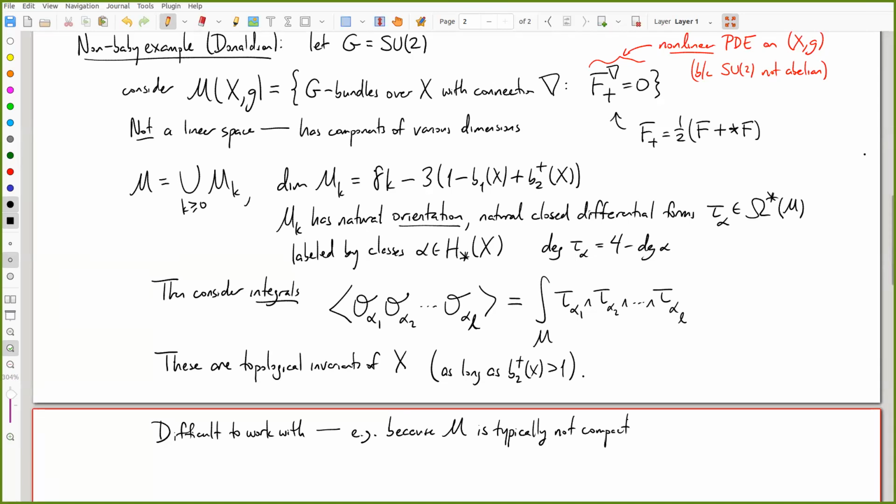And so you can see right away that that would cause you some trouble, right? I wrote down an integral, but that integral a priori is not even defined because M is a non-compact space. So Donaldson and people who came after him had to work quite hard to get interesting results out of these invariants. Now, this is where the story of topological quantum field theory kind of gets started.